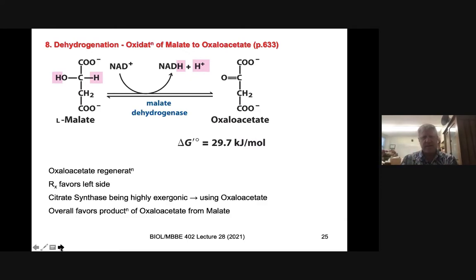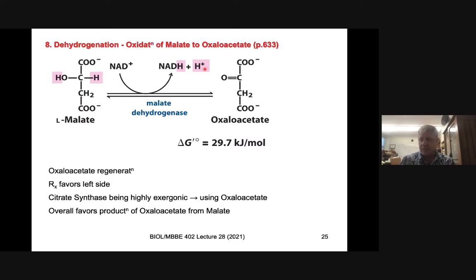So what we see here is how we remove those 2 protons from malate, forming a double bond in this carbon position and allowing those 2 hydrogen moieties to be integrated into the NADH and 1 as a surplus proton. Now, this allows us to have regeneration of oxaloacetate.